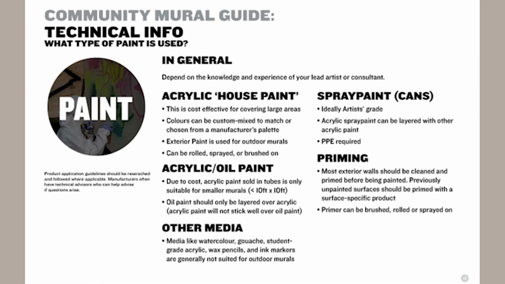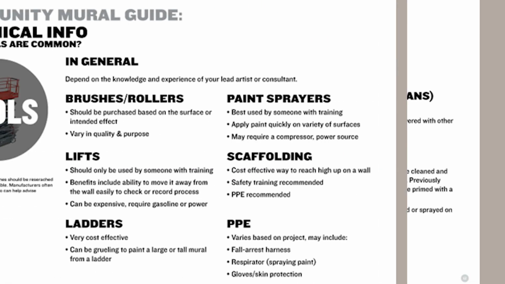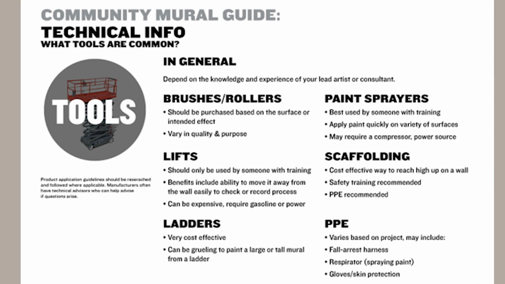AJ's resource guide really gets into some of the technical information that would be required for the detailed design of a mural. He talks about the type of paint that you would use, whether it's spray paint, or house paint, or acrylic or oil paint, how you prime, how you cover, what other media you might include in your project. He talks about brushes, rollers, lifts, ladders, sprayers, scaffolding, any PPE that you need to protect the artist and also to protect the public from the site.